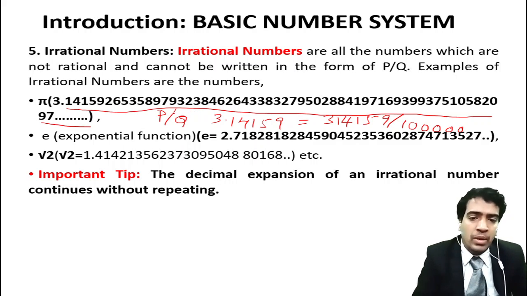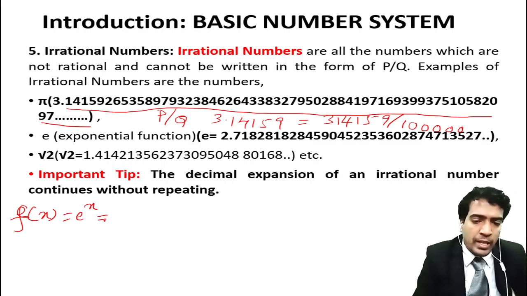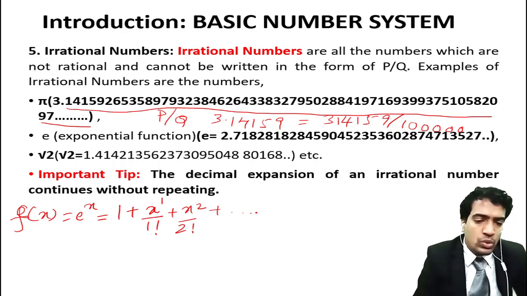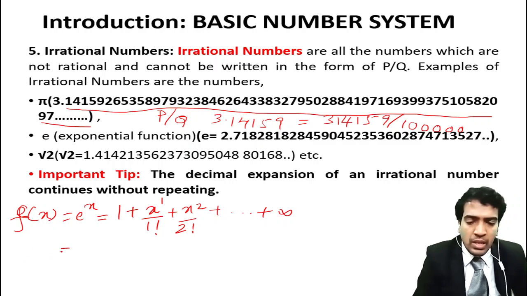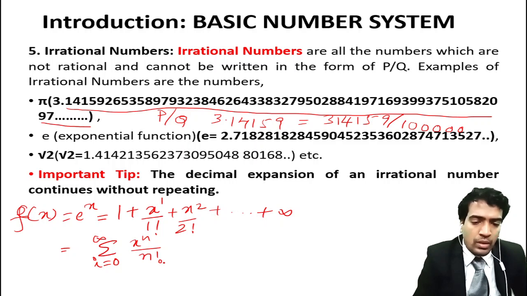That is an irrational number. You look at the example of the exponential function. Now, the exponential function, say f of x is equal to e power x, in the expansion notation, it is given as 1 plus x power 1 by 1 factorial, plus x power 2 by 2 factorial, plus so on until infinity. In the short form you can write it as summation n is equal to 0 to infinity x power n by n factorial, right?